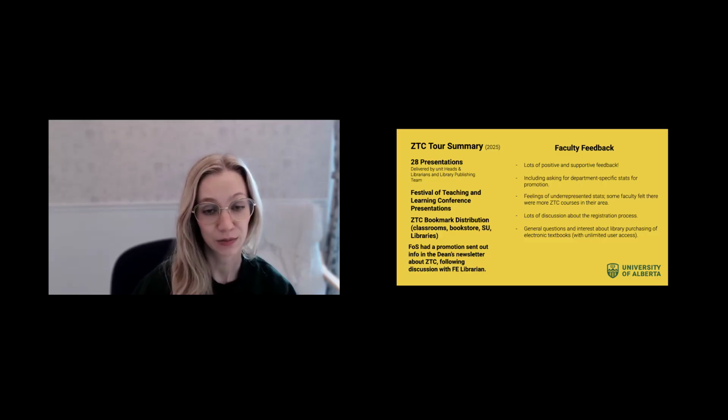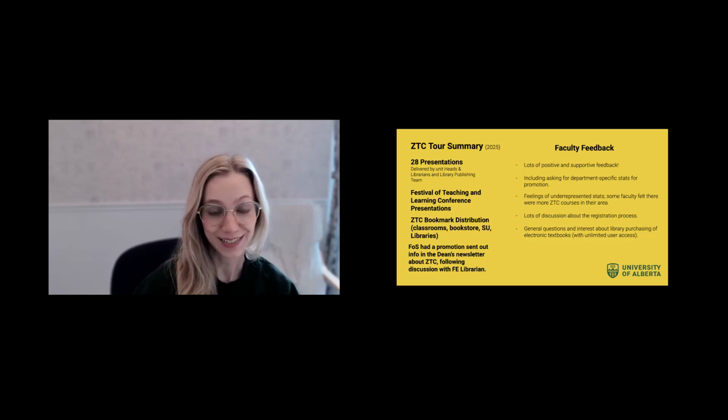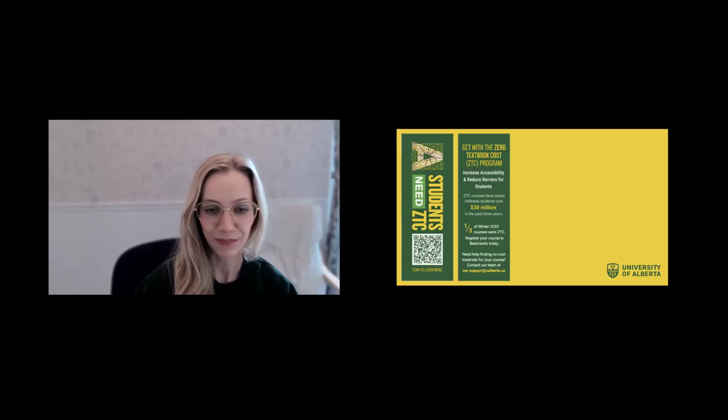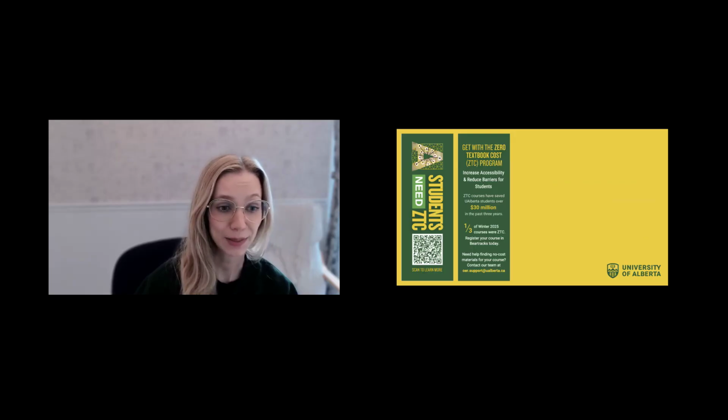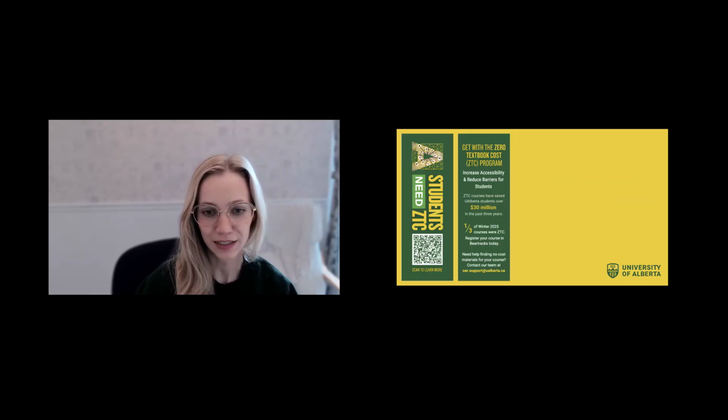There were also 2 presentations at our local Festival for Teaching and Learning conference. We distributed and made bookmarks highlighting ZTC. I'll just flip to the next slide so you can see those. These bookmarks were distributed to our bookstores, to our libraries, to our Students' Union. We walked around campus and put these in classrooms that were open, a lot of classrooms that were open, just to try to share more information. The main point on these is the contact information as well as a QR code to scan to go to the website.